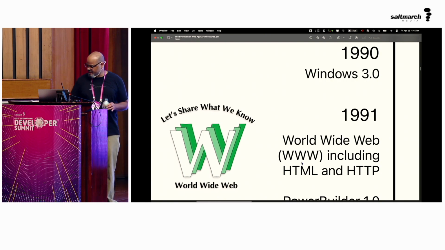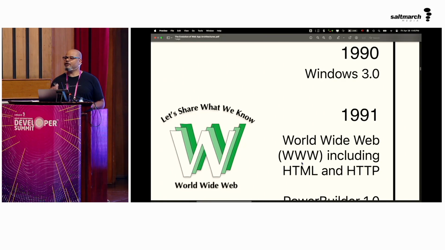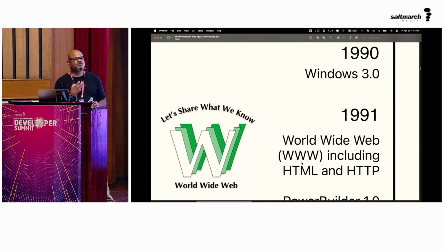Okay. And the other key thing is that if you look at what it says there, it says, let's share what we know. Okay. So it was all about information. It's about sharing information, sharing data, sharing documentation, research, that kind of stuff, right? It wasn't about let's build a cool app to check into a flight or bank or whatever. It was about let's share information. And that was really the nexus of the internet, okay? Of the web, I should say.